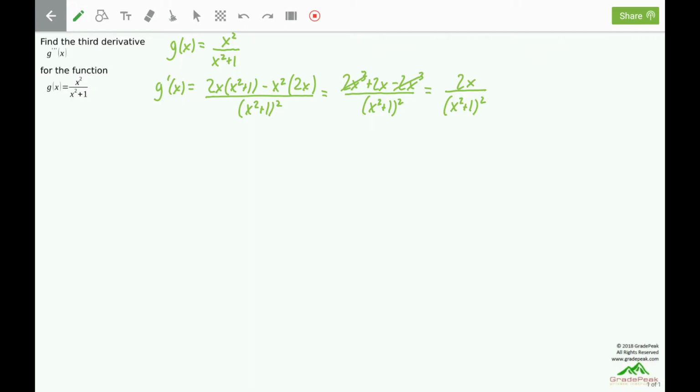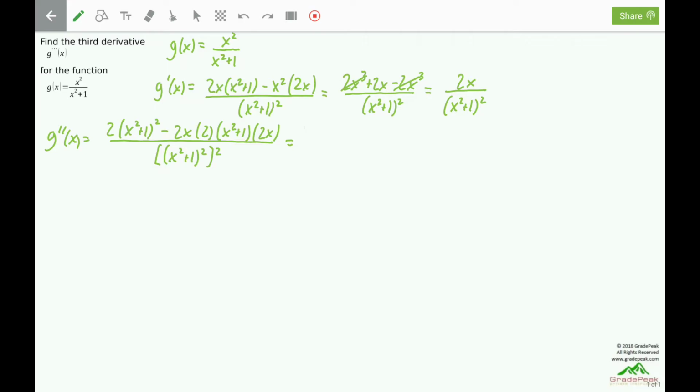We still have a quotient, so the second derivative will also involve the quotient rule. We'll have the derivative of the numerator, which will be a 2, times the denominator left alone, x squared plus 1 squared, minus the numerator left alone, 2x, times the derivative of the denominator. Now that's a power rule. We'll bring the power down, leave the inside alone, subtract 1 from the power, it'll be to the power of 1 now, and then multiply by the derivative of the inside to complete the chain rule. And then all of this will be over the denominator squared.